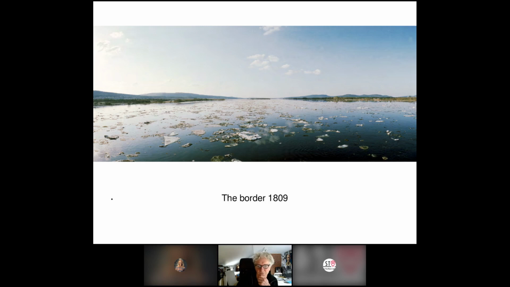For example, here in Kukkola, I have relatives on the other side of the river, on the Swedish side. Some people say it is the west side of the river, and we are on the east side of the river, and this is our own area, our own country.